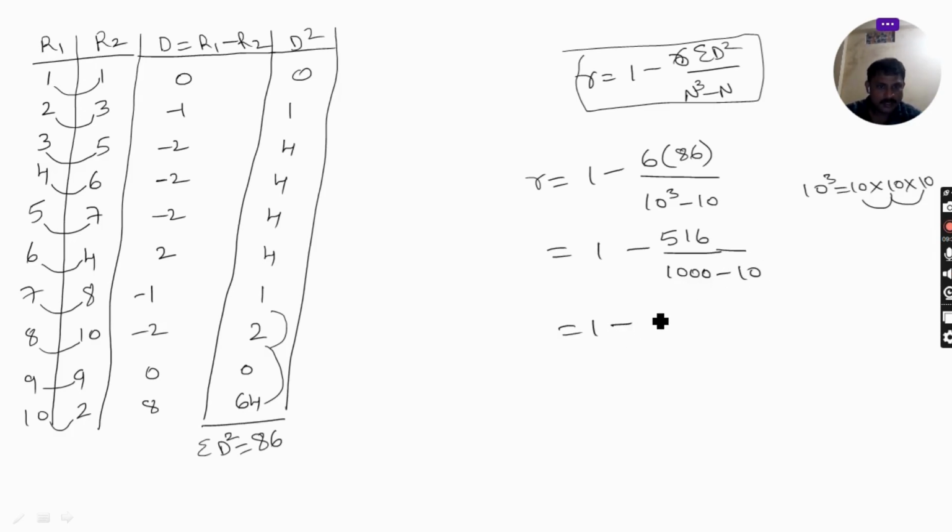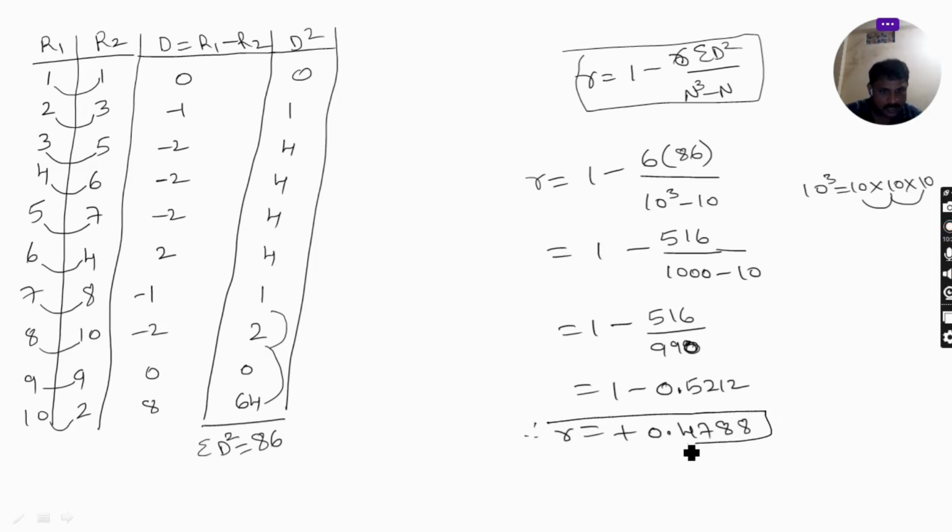Now R is equal to 1 minus 516 divided by 990, because 1000 minus 10 gives you 990. If you divide, you are getting 0.5212. If you divide, you will get more values, but compulsory in statistics, after the decimal you have to take 4 digits. Compulsory 4 digits, then only you'll get a correct answer. So 1 minus 0.5212, you will get 0.4788 as the answer. Therefore, R is equal to 0.4788.